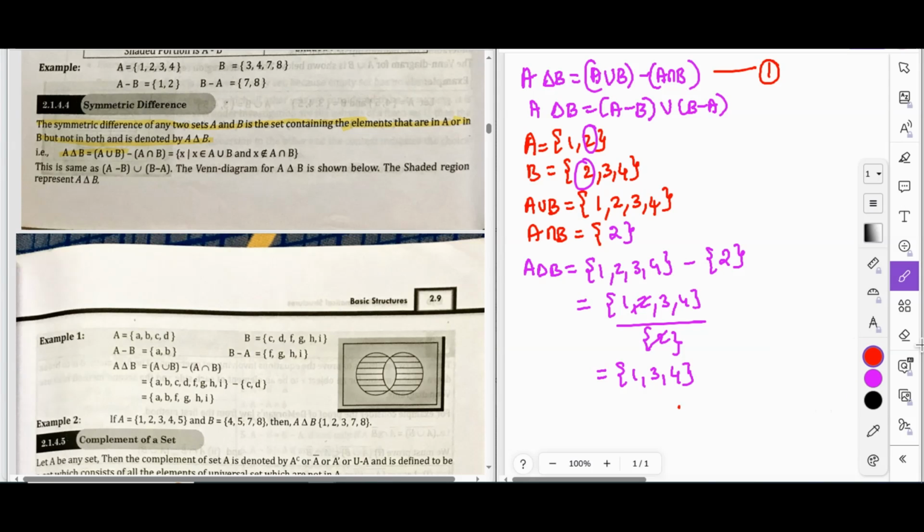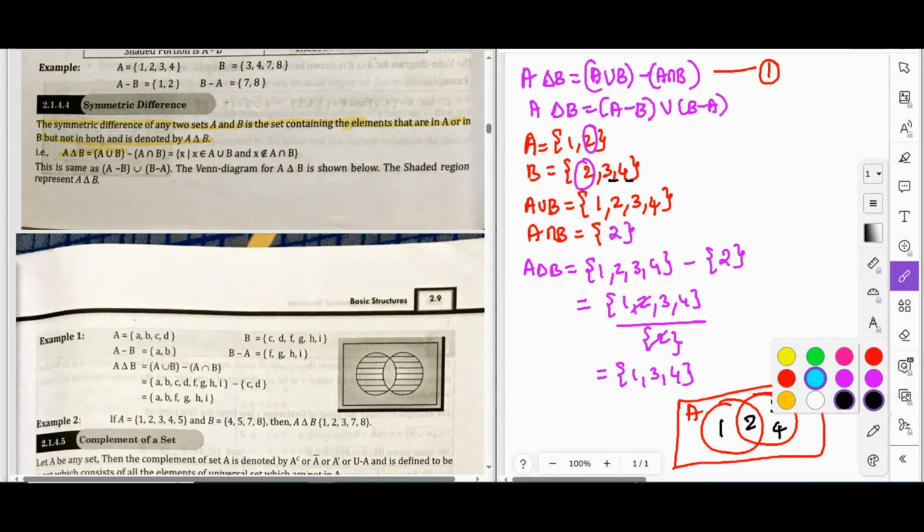The Venn diagram will be a rectangular box with the two circles A and B. Now what is common in both? The common element is 2. We'll write it in the center. What is remaining in A? 1. And what is remaining in B? 3 and 4. So now what is our answer? Our answer will be, leaving the common element, you will shade the other part. So this is your symmetric difference by using the first method.